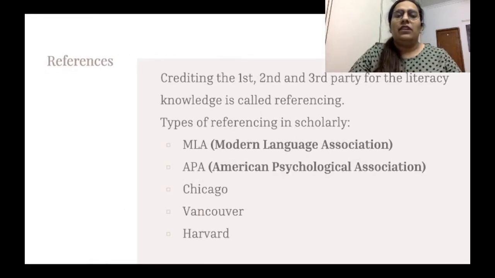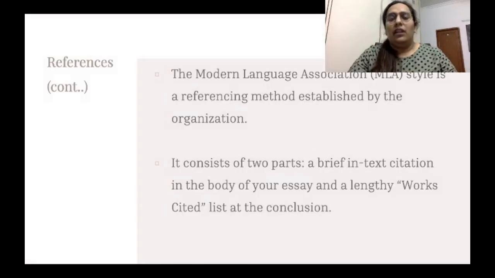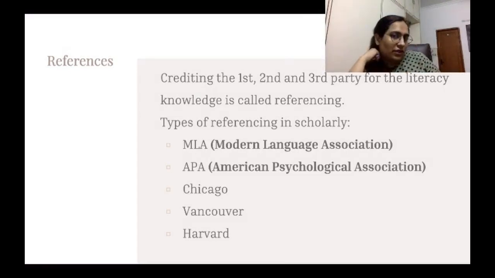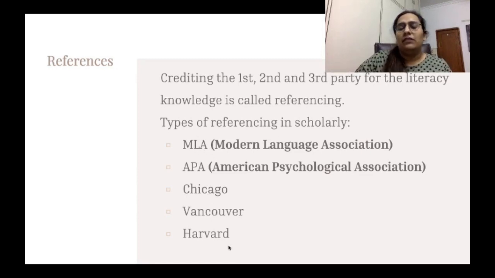So let's understand what the references are. References are basically you crediting a second party or first party in your literature, giving them a reference in your scholarly work. There are five general types of referencing: MLA, APA, Chicago, Vancouver, and Harvard.